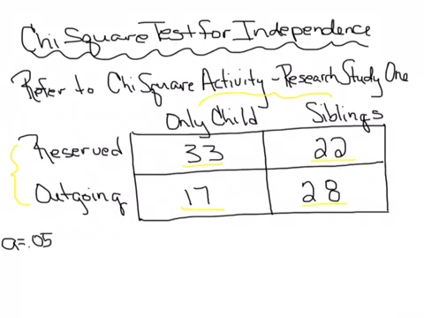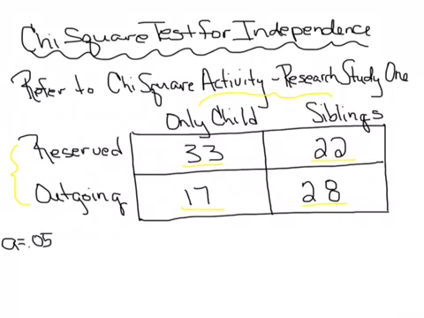So the first step obviously would be stating our hypotheses, and again, chi-square test for independence just looks for relationships. So a basic alternative hypothesis would be that there is a relationship between personality and number of siblings. It's as simple as that.